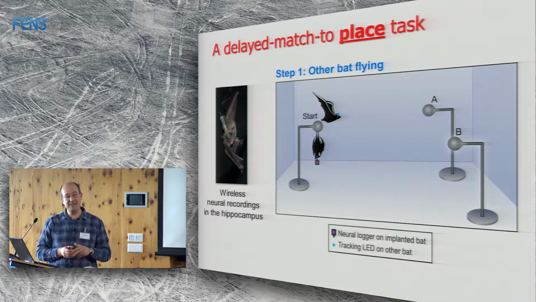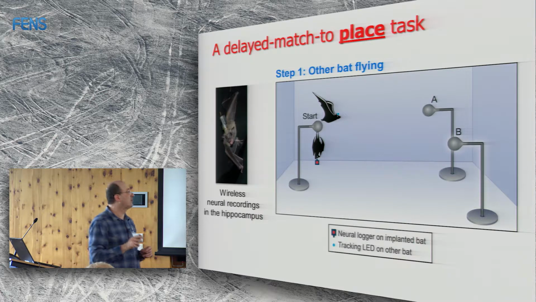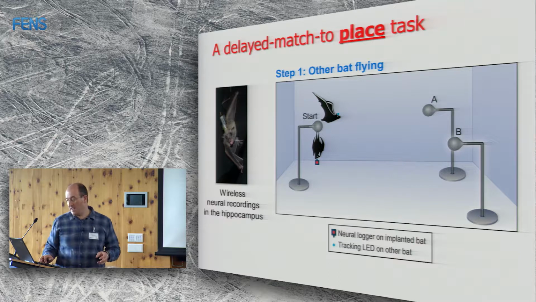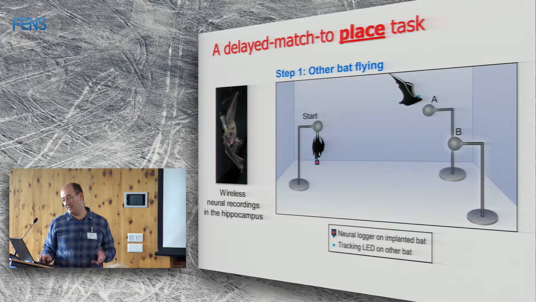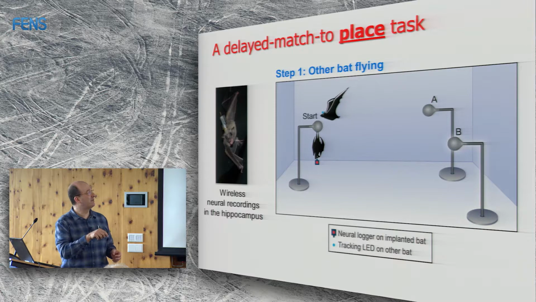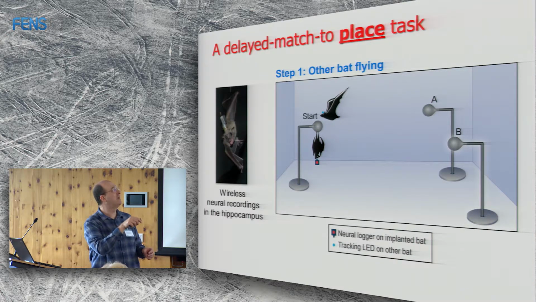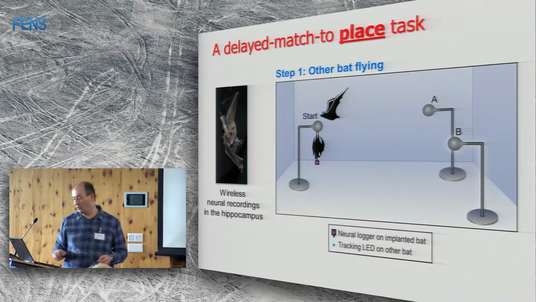And so we devised this very simple and a bit artificial task, but it allowed us to get at this in a very controlled manner. The task is very simple. We have two bats, a demonstrator bat and an observer bat. The demonstrator bat has a blue LED, and its task is to fly to either ball A, in this case it flew to ball A, or in other cases it flew to ball B. It's a highly trained animal that knows to fly randomly to either ball A or ball B.